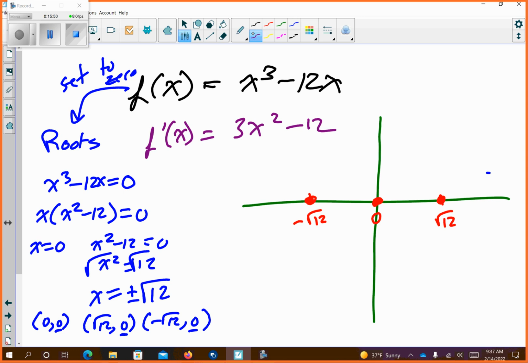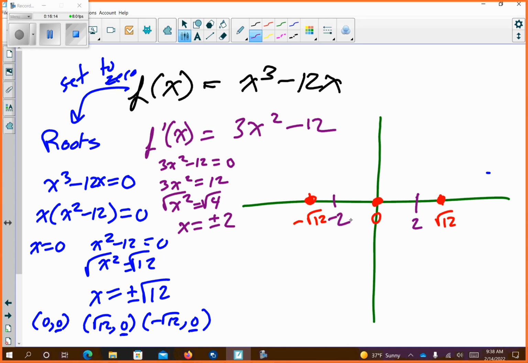So let's take this. I'll go 3x squared minus 12 equals 0. Add 12 to both sides, just algebra 1. Divide by 3. Take the square root of both sides. Don't forget the what? Plus or minus. So at plus or minus 2, there's something that's going to take place. It's going to be a max, it's going to be a min, or it's going to be a point of inflection.